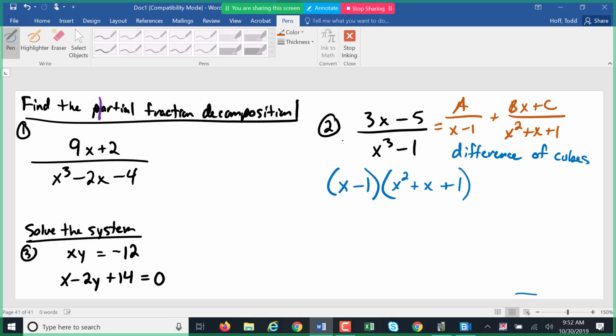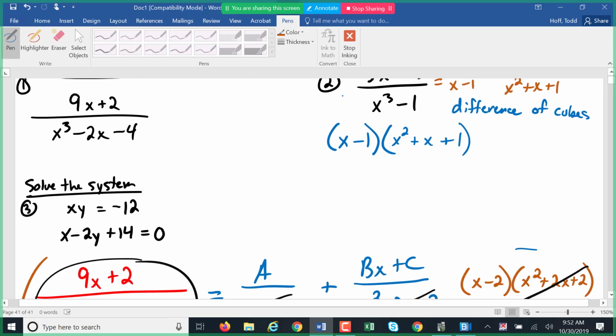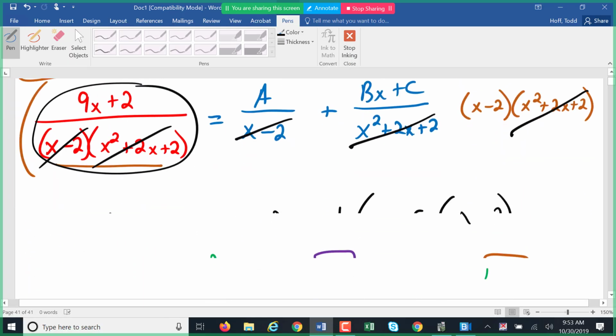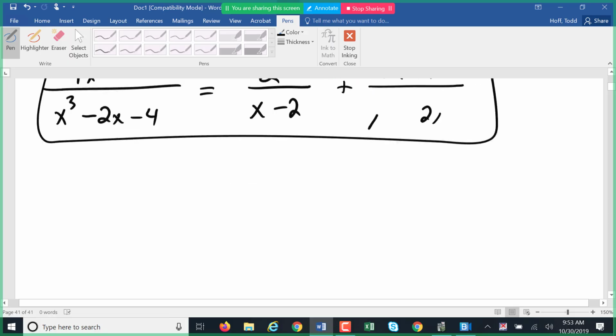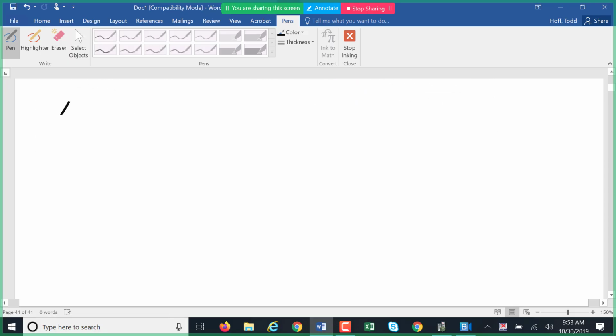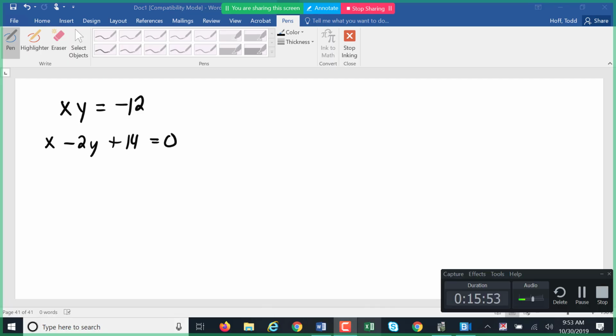I'm going to give you guys a couple minutes to work on number 3 here, solving this system of equations. Even if you don't get completely finished with it, just want to see if you're going down the right track. I'm going to actually rewrite it for you down here. X times y equals negative 12. X minus 2y plus 14 equals 0. So I'll pause here and give you guys a couple minutes to work on it.